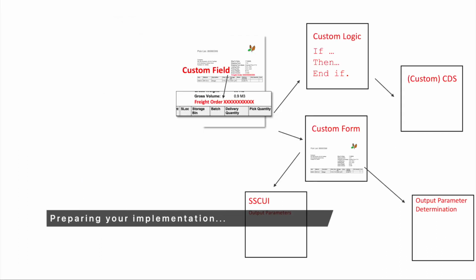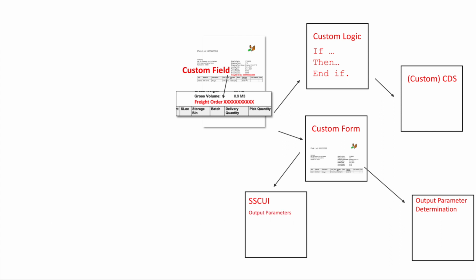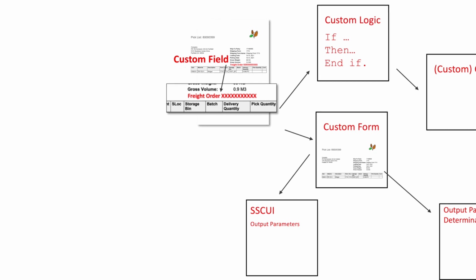Now, before you jump willy-nilly into the system trying to see what's going to stick, I would recommend that you first plan this off the system. So lay down what it is that you are trying to do. Try and understand what are the objects that you are going to need to realize this implementation, this in-app extensibility. Now, in our case, we want to amend a print form.